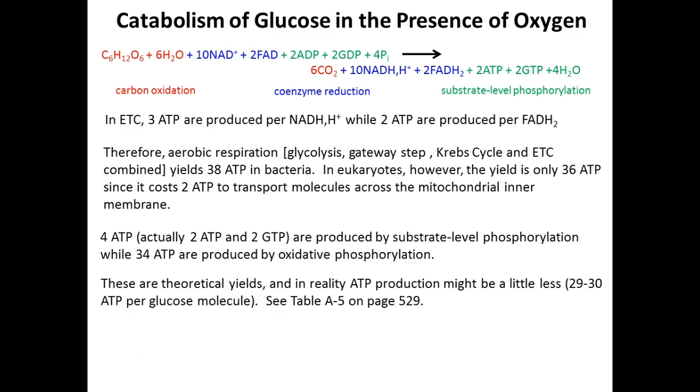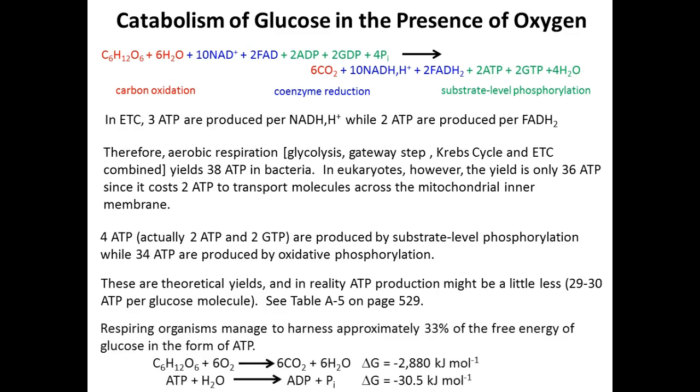These pathways are reviewed in the appendix of your lab manual. Energy-wise, we can generate 2,000 kilojoules of energy from a molecule of glucose. Each ATP molecule stores about 30 kilojoules of energy. So if you multiply that by 30, for 1 molecule of glucose we're only really getting around 1,000 kilojoules of actual energy.